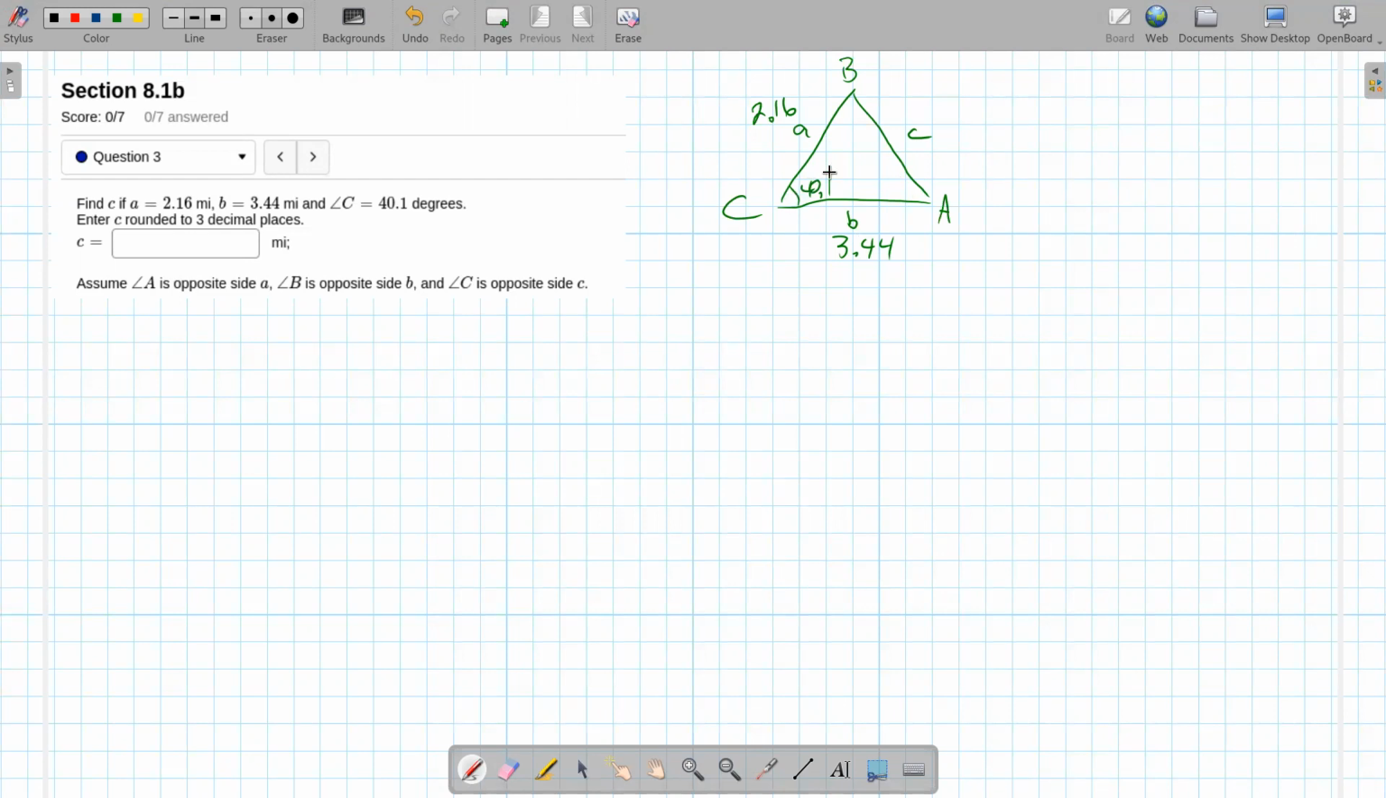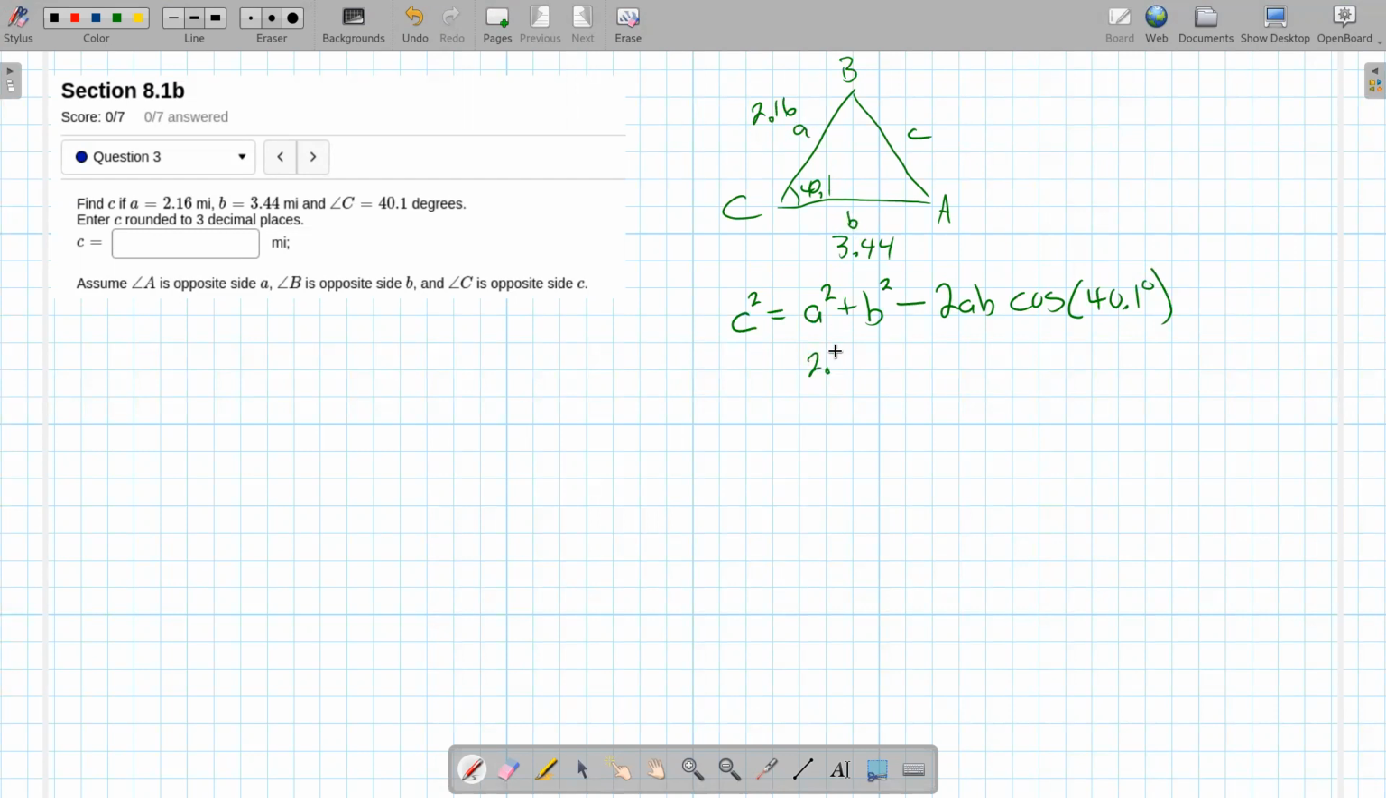So the law of cosines is related to an angle and a side opposite it. So given this angle right here, I would write the law of cosines as c squared equals a squared plus b squared. So it's kind of like the Pythagorean theorem, but we got this little tweak, minus 2ab times the cosine of the angle between A and B, which is that 40.1 degrees. And then we plug in the values of A and B.